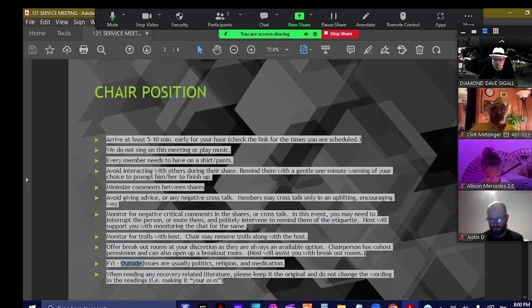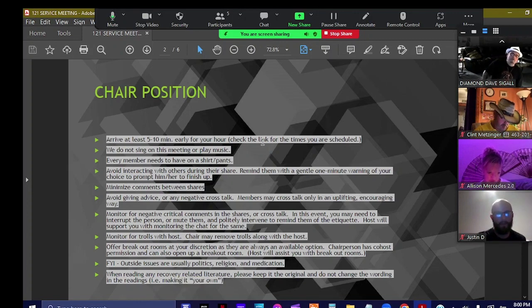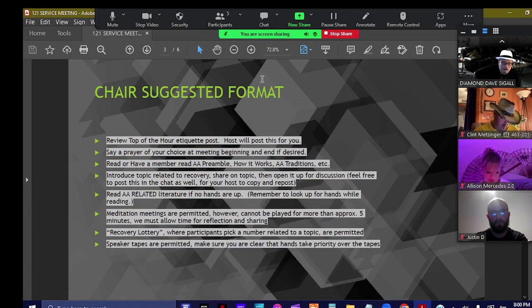Just for your information, outside issues are usually politics, religion, and medication, or any sort of medical advice. When reading any recovery-related literature, please keep it original. Do not change the wording in the readings, basically making it your own. That's called plagiarism, and we don't want to do that. Anywho, underneath this suggested format, we went over that.